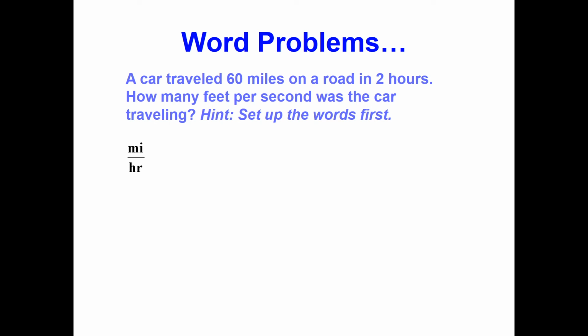So a car travels 60 miles on a road in 2 hours. How many feet per second was the car traveling? So here it suggests that we set up the words first. We know it's in miles per hour, and we want to put it in feet per second. So we're going to need to cancel out the miles and get feet. So we're going to multiply it by some ratio of feet per mile. And we need to convert the hours into seconds.